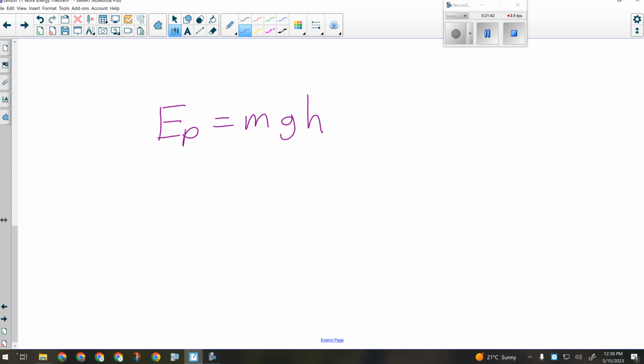Okay, that formula is on your formula sheet. It's the formula for gravitational potential energy. It tells us that the three things that affect gravitational potential energy are mass, acceleration due to gravity, g, and height. Okay? So, here's how mass affects gravitational potential energy. The more mass something has, the more energy it has.